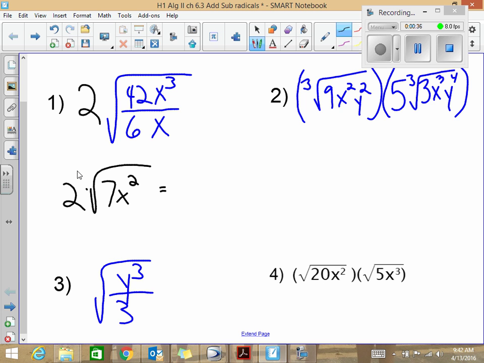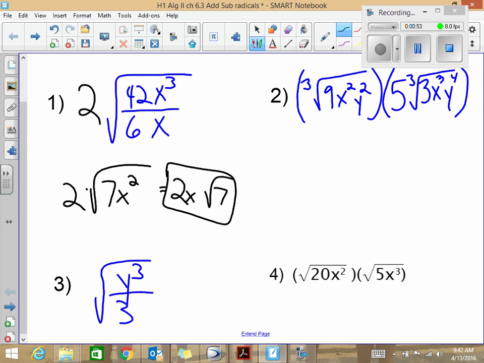Okay, so 7, can anything come out of the radical? No, right? So it stays. But x squared, the square root of x squared is x, right? So it can come out. So we got that. Okay? All right, next one, multiplying.